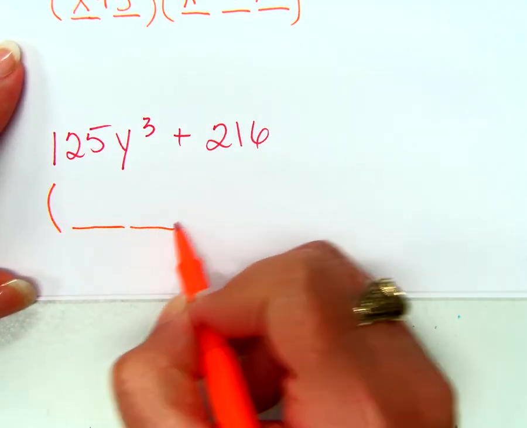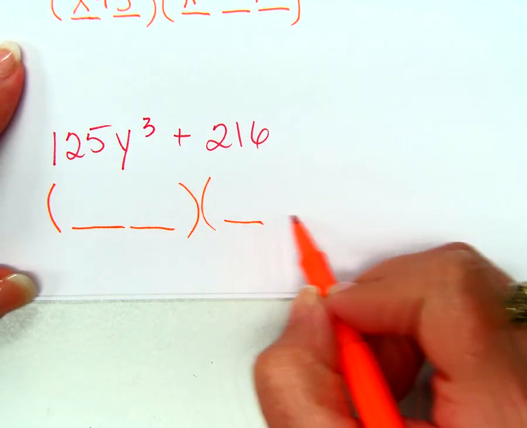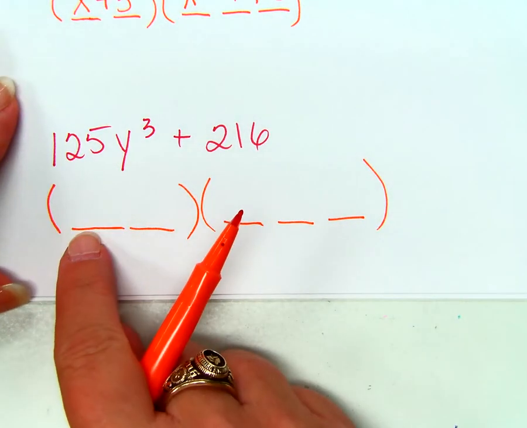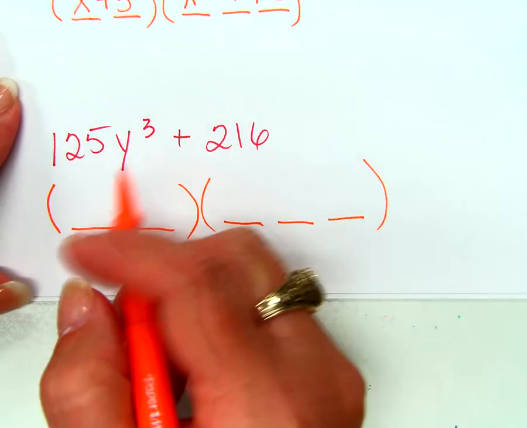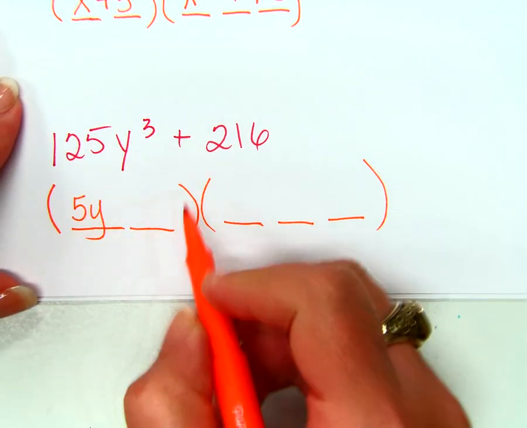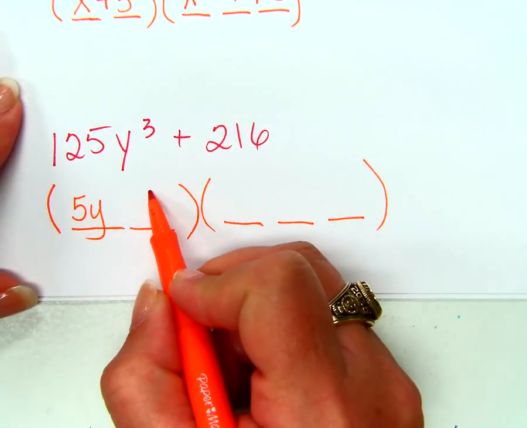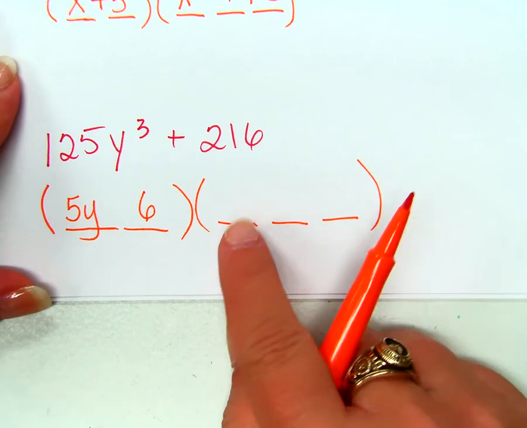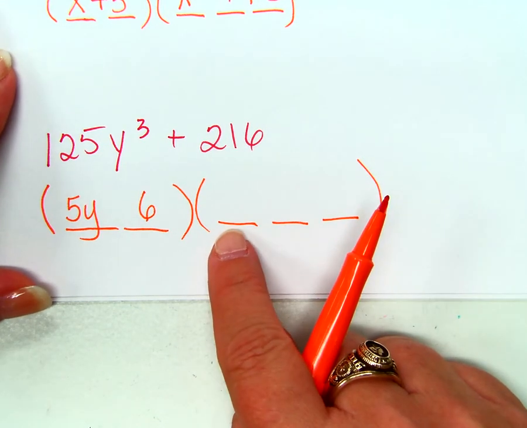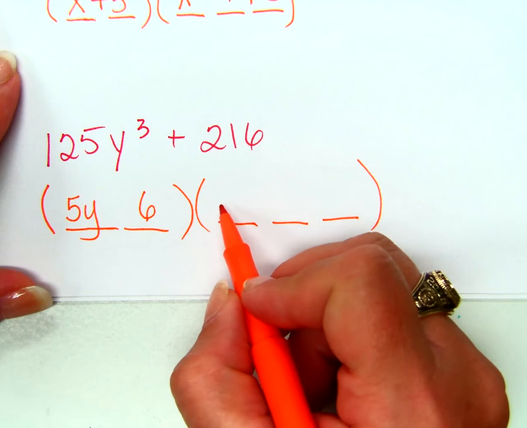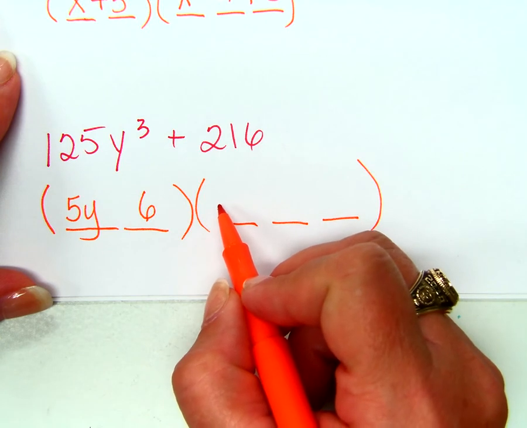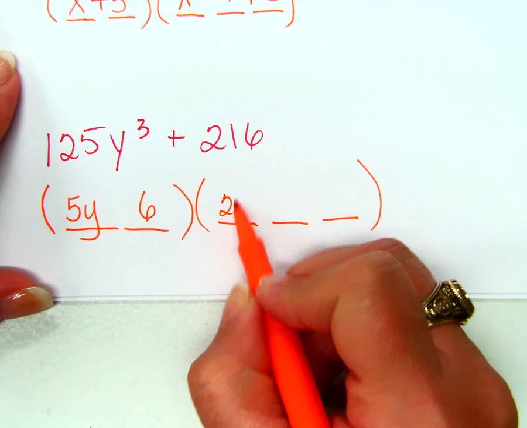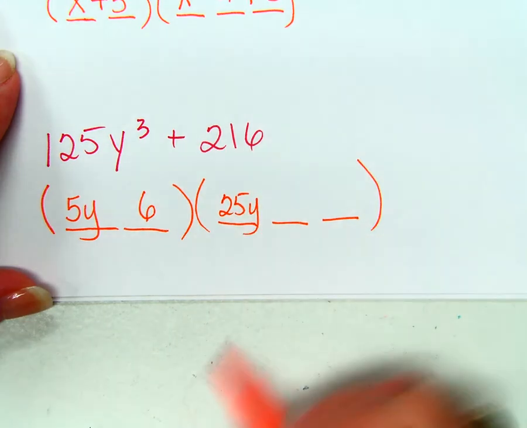A binomial and trinomial. Well, it goes in the first term of the binomial. 5y. And the second term? 6. I'll help you out. So what goes in the first term of the trinomial? Close. Square this whole thing. 25y, right? What goes in the middle term?